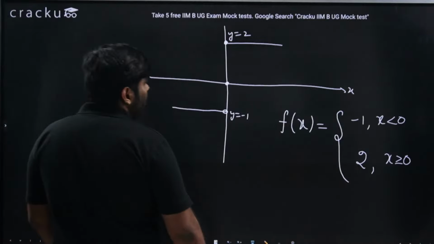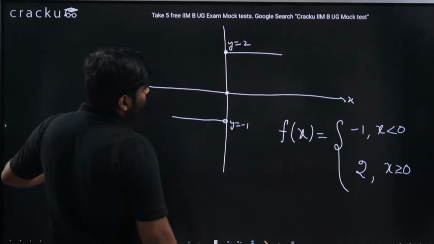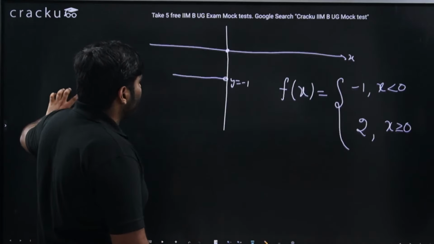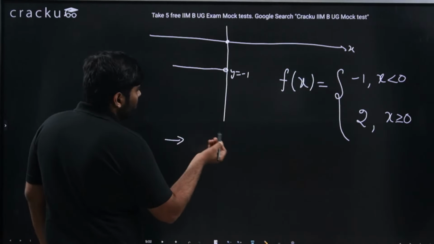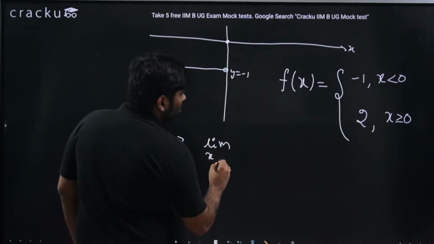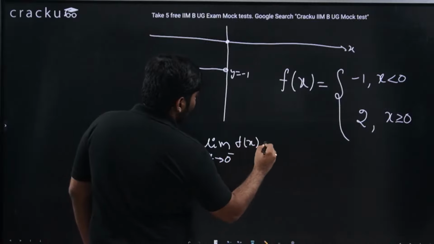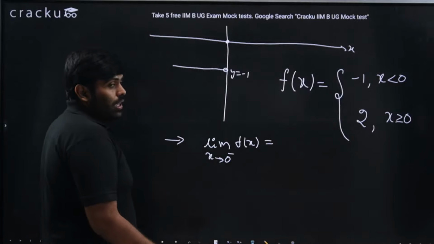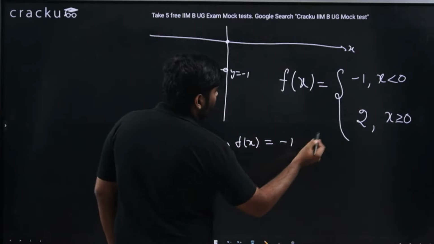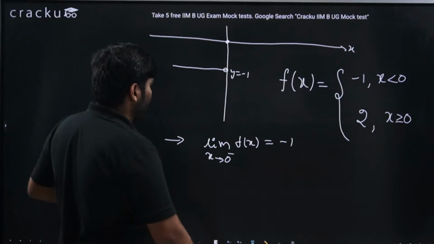Yes, greater than or equal to 0. So in this particular case, if you try to find the limits on both the sides, here comes the case where limit x tends to 0 minus f of x, that is a value slightly less than 0. That limit value would be -1, because f of x is -1 for any x less than 0.